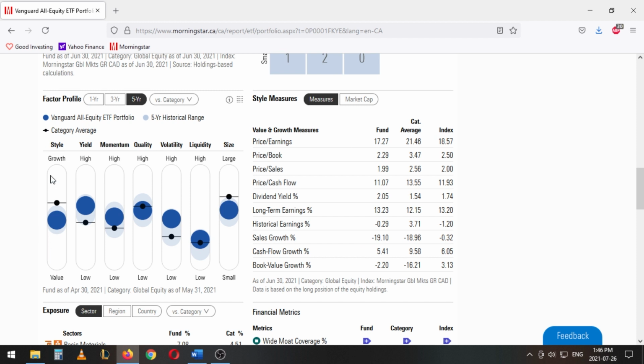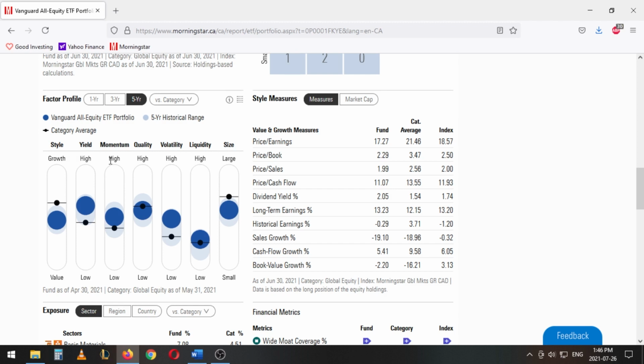So I can see here that VEQT does have a little bit more of a tilt towards value compared to the average, right? And the category is other global equity ETFs. So it might be that there's a little bit more exposure to Canada in this one because it does have a home bias. So that's why a little bit more exposure to things like banks and mining companies and pipelines. In terms of yield, this is going to be the dividend, a high dividend versus low dividend.